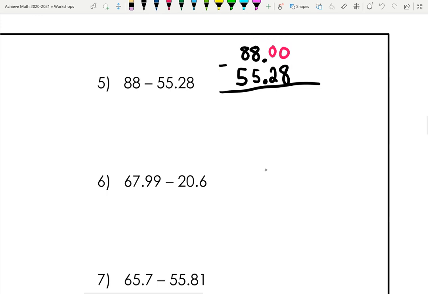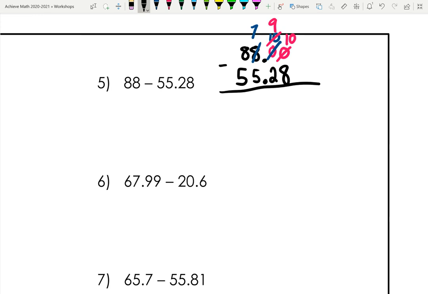So this 8 is going to become 1 less, which is 7. I'm going to take that $1 and convert it into dimes, which is going to be 10. Now I'm going to go ahead and borrow 1 from the 10, thus leaving me with 10 pennies. 1 dime is equal to 10 pennies.